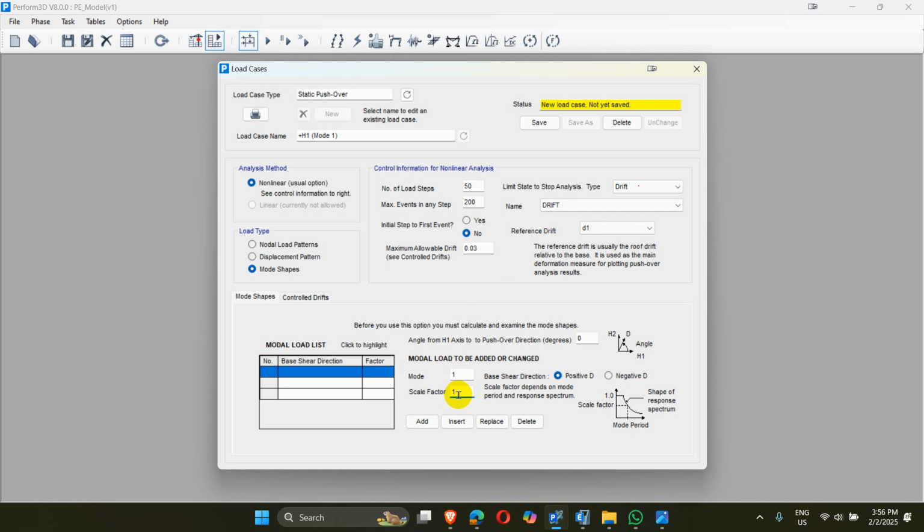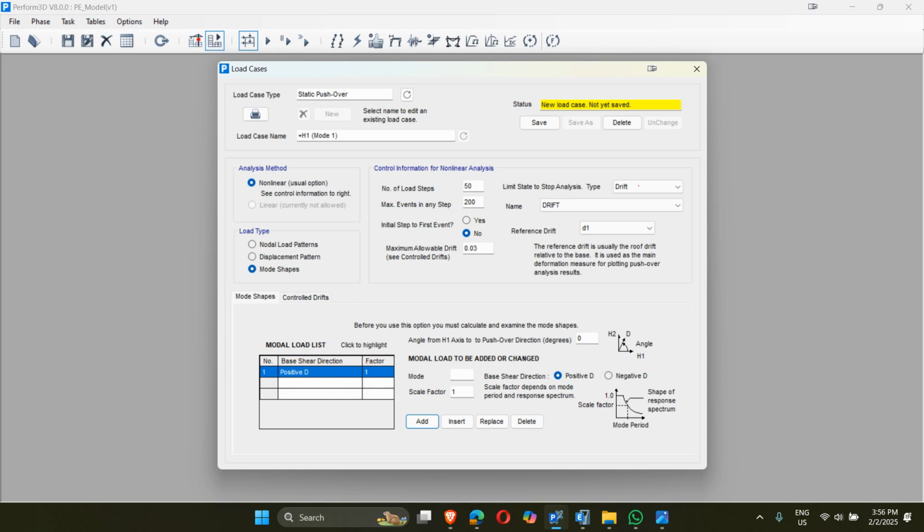At some places it is positive and at some story levels it is negative. So we have to clearly assign the scale factor according to the mode shape, and for other modes do the same according to the mode shape. So for now the first mode is, let's say, positive, with a scale factor of positive 1.